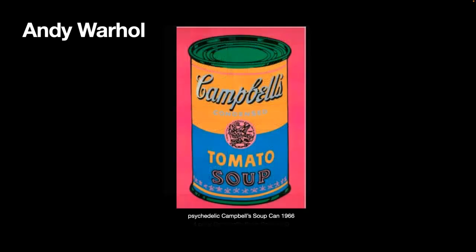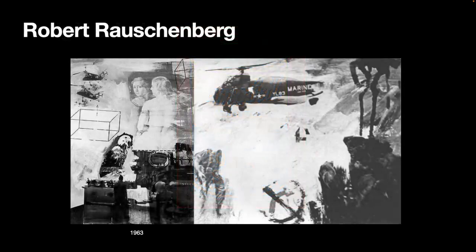Wow. And so here we have one of those psychedelic tomato soup cans. This is from 1966. Okay, let's move on to Robert Rauschenberg.